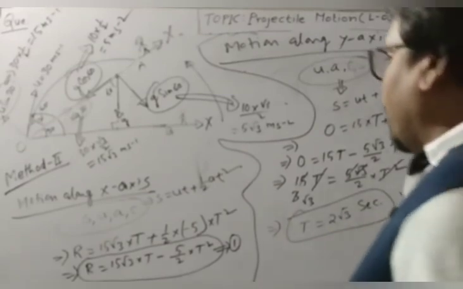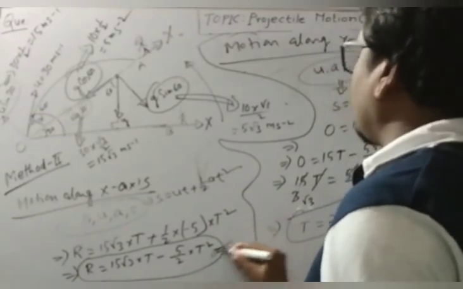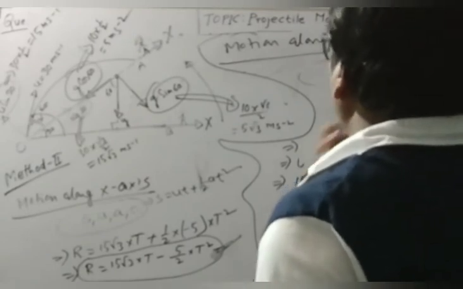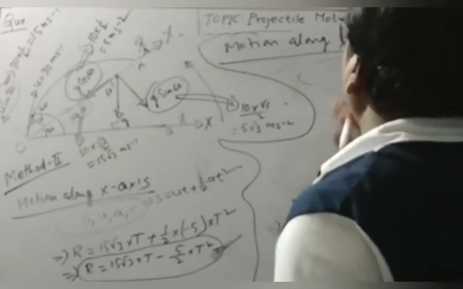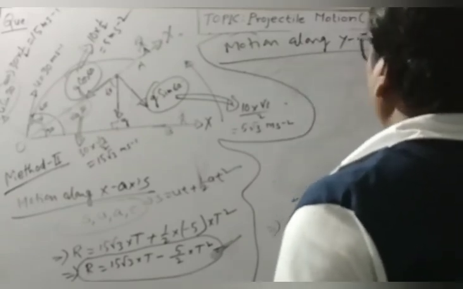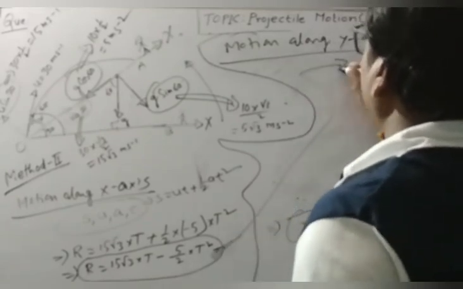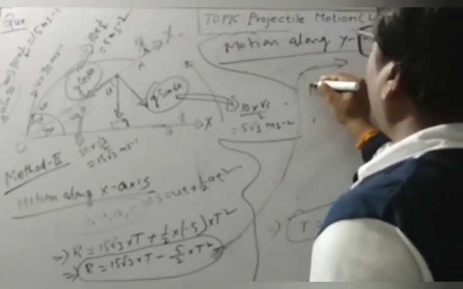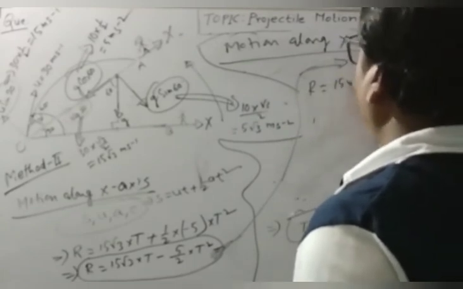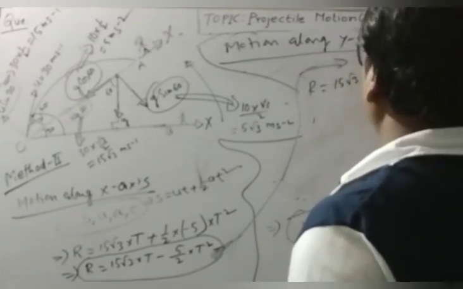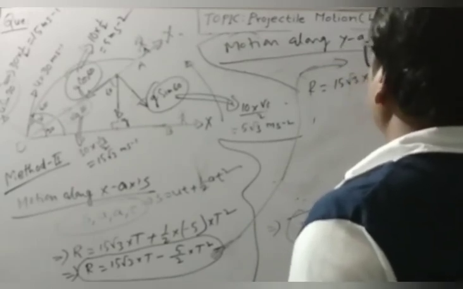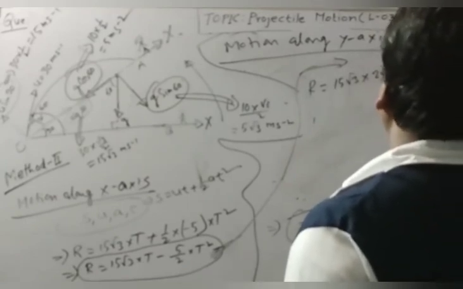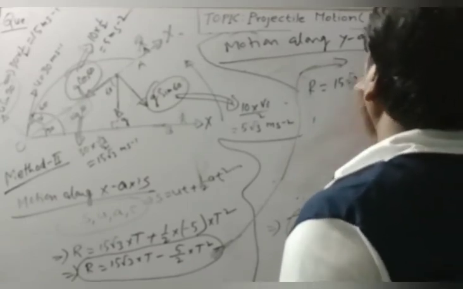From equation 1, what can you write? Just put the value of this T in this equation. So R equals 50 root 3 into T, which is 2 root 3, minus 5 by 2 into T square, meaning 2 root 3 square.